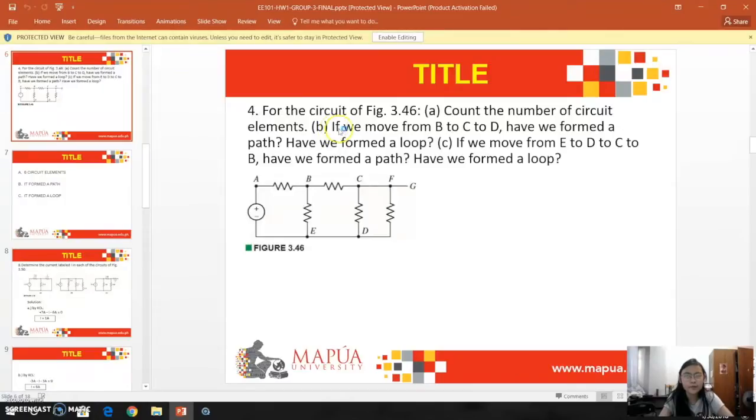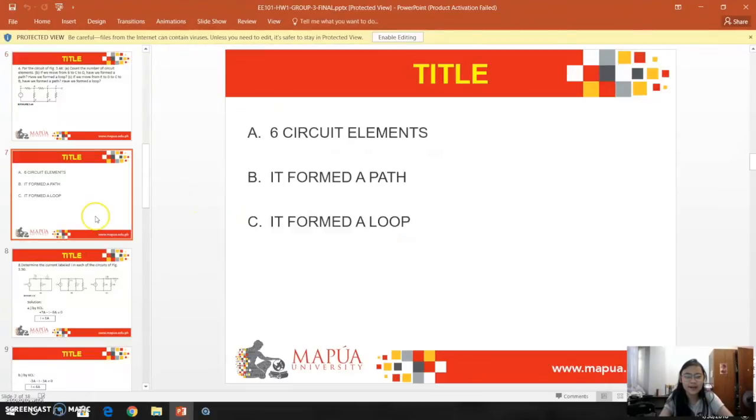B. If we move from B to C to D, do we form a path, do we form a loop? Obviously, it forms a path.